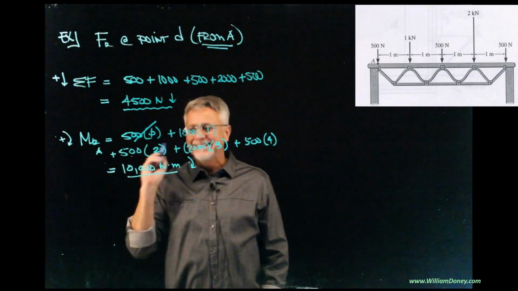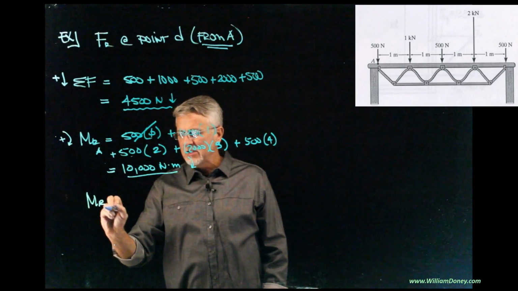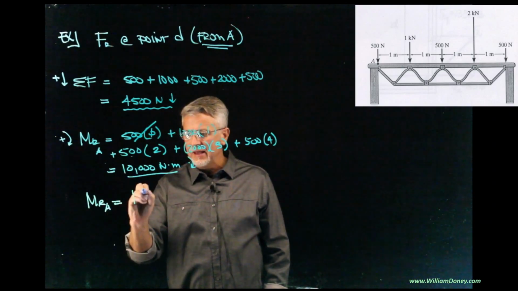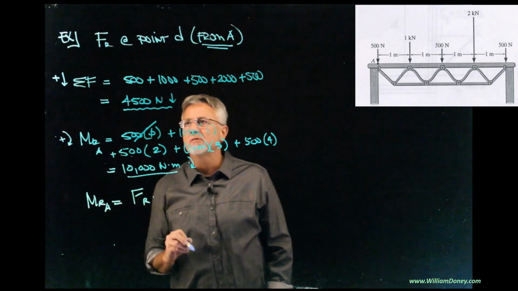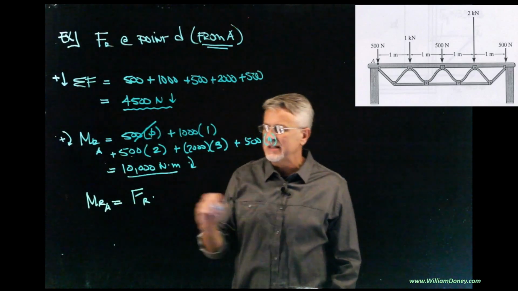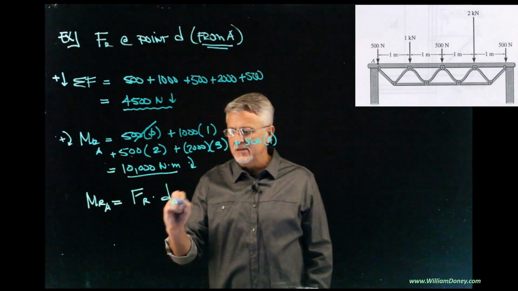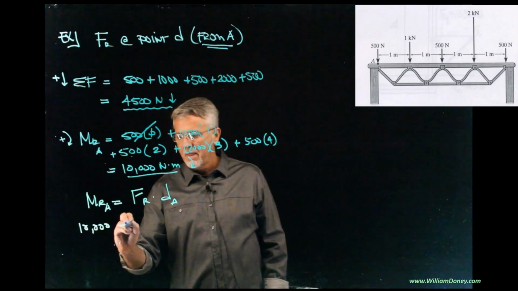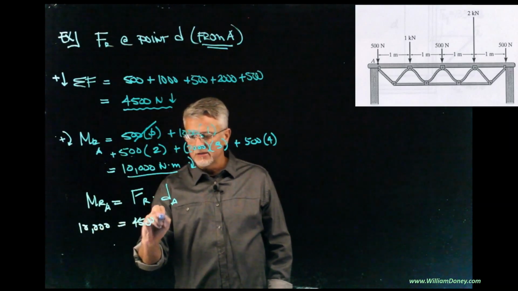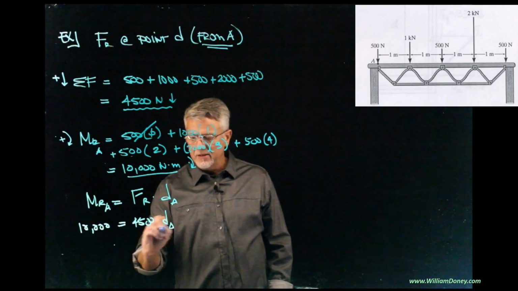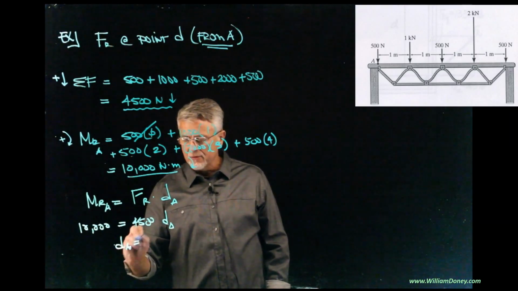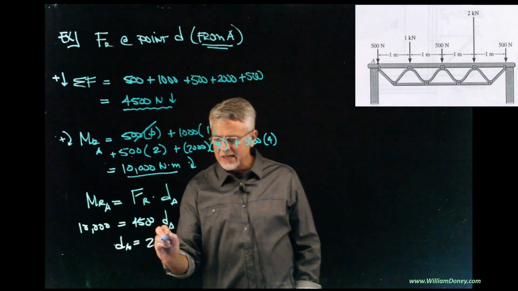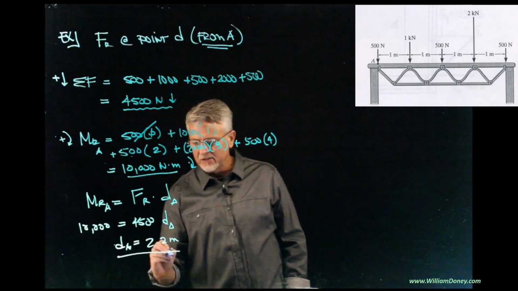Now, to get that distance, we want to take that resultant about A equal to the resultant force that we found in that first step times that distance measured from A. So that's going to be 10,000. That's 4,500 times dA, distance from A. And if I go through that, I think it comes out to 2.2 if I did that solution correctly.